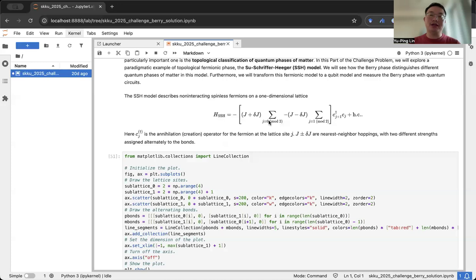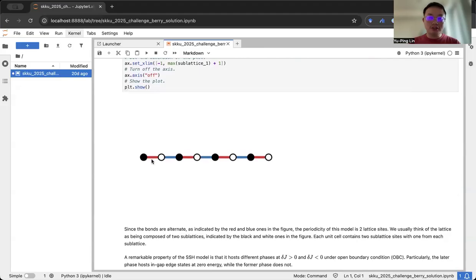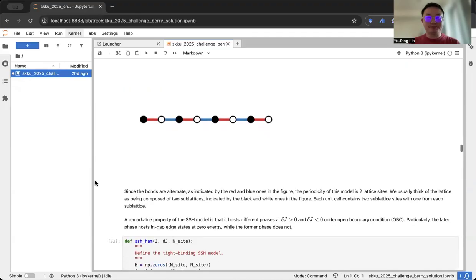non-interacting fermionic model. Actually, for spinless fermions. So we will have alternating bond strengths, the red bonds and the blue bonds. And if the red bond is stronger than the blue bond, then the system at half filling will be a trivial insulator. But if the red bond is weaker than the blue bond, then at half filling it will be topologically non-trivial. Particularly, it will have some edge states within the band gap.